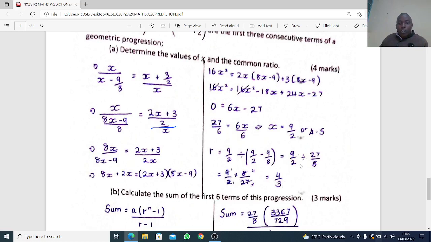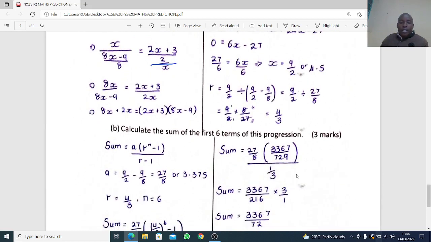We have the value of x and the common ratio, which is 4 over 3. Then we are asked to calculate the sum of the first 6 terms of this progression. We know that when the modulus of r, which is 4 over 3, is more than 1, we use the formula a into r to the power n minus 1 over r minus 1. So we use that formula.